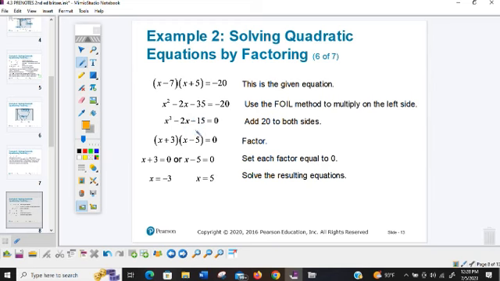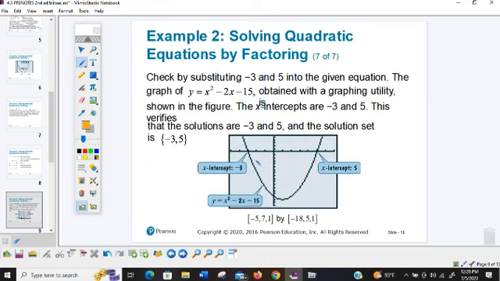Factor this. There's nothing in common, so we start with our two sets of parentheses. We get x plus 3 times x minus 5 when we factor it. Set those equal to 0. x plus 3 equals 0; when we subtract 3 from both sides, we get x equals negative 3. x minus 5 equals 0; when we add 5 to both sides, we get x equals 5. So these two would be our solutions. Here's what it looks like on a graph. If we graph this parabola, notice our x-intercepts are at negative 3 and at positive 5.